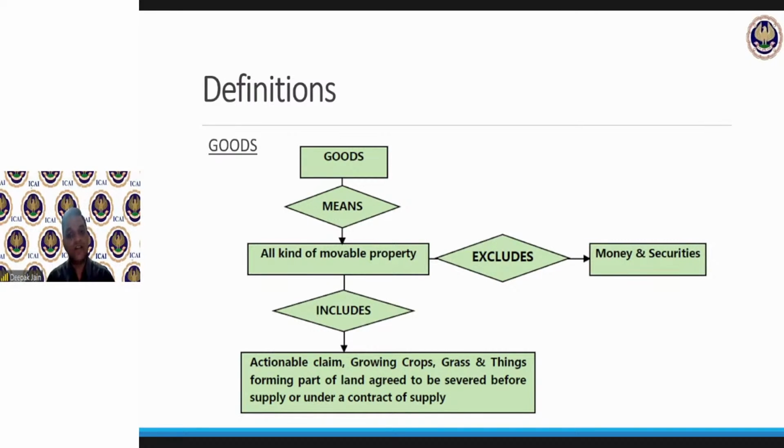Debtors are actionable claim. Yes, they are. Okay, grass and crops after cutting. So if it is cut, then of course it is movable property. It will be good.